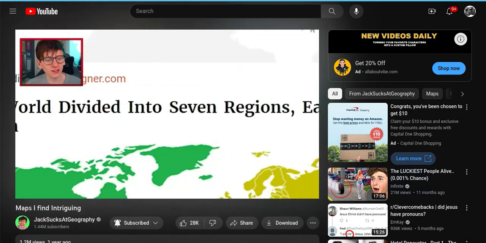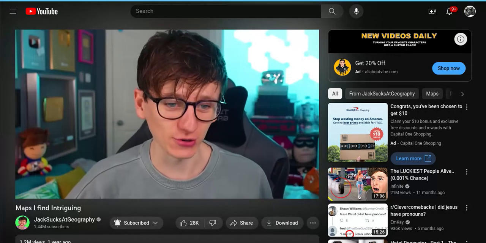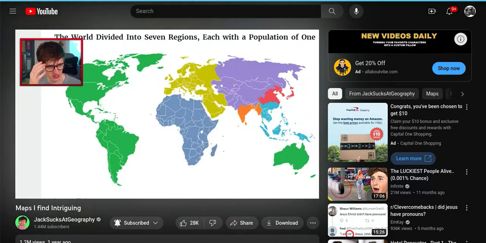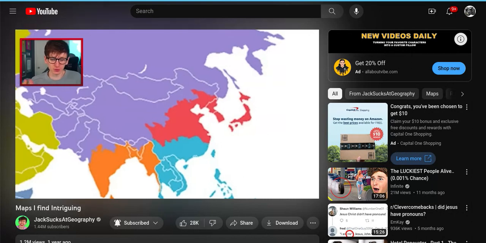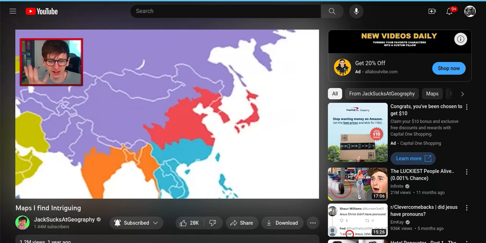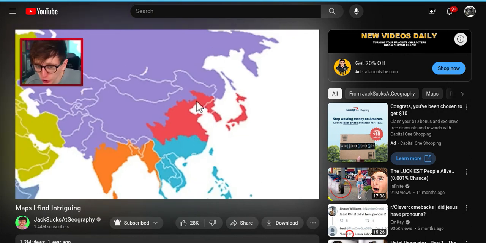Interesting. The world divided into 7 regions, each with a population of 1 billion. That's an interesting one. So Africa remains its own continent still. I honestly thought collectively there'd be quite a lot more than 1 billion people in Africa. Whoa, I've just realised how mad China is, because that's not even the entirety of China. That's just a segment of China having 1 billion people inside of it. Although it does include the Koreas and Japan.